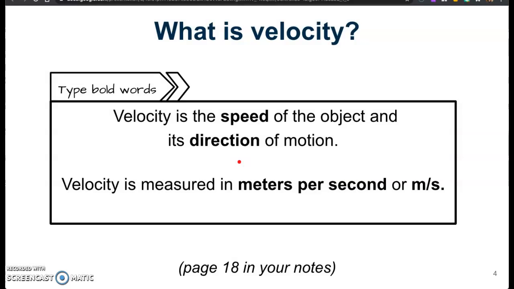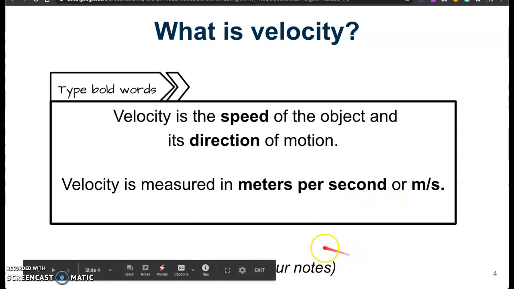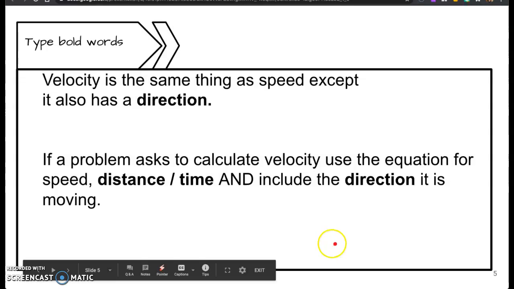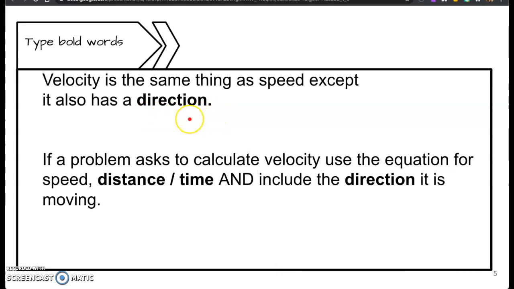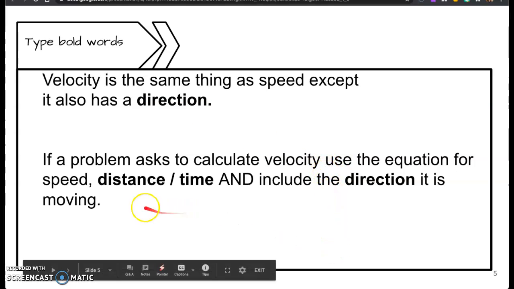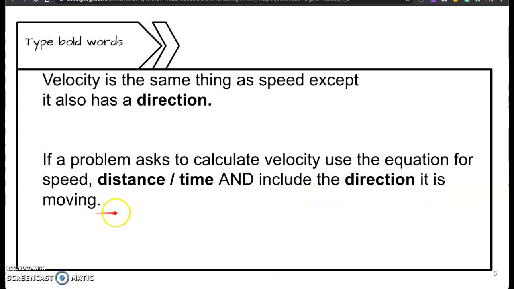So what is velocity? Velocity is the speed of an object and its direction of motion. It's the speed and direction. Velocity is measured in meters per second, just like speed. This is on page 18 of your notes, by the way. So it's the same thing as speed, except it also has a direction involved with it. If a problem asks you to calculate velocity, use the equation for speed, which is distance over time, and include the direction it's moving in.